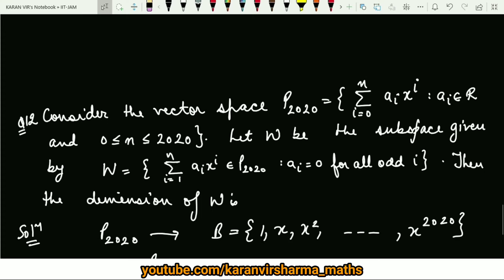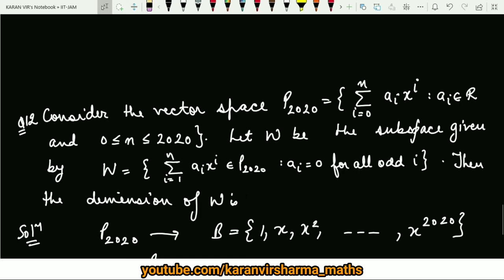The next question is, consider the vector space P_2020, which is nothing but summation i running from 0 to n a_i x^i, where a_i's are any reals and n is running from 0 to 2020. And we have defined W to be a subspace given by summation a_i x^i, which belongs to P_2020, such that a_i is 0 for all odd i. Then we have to comment on the dimension of W.